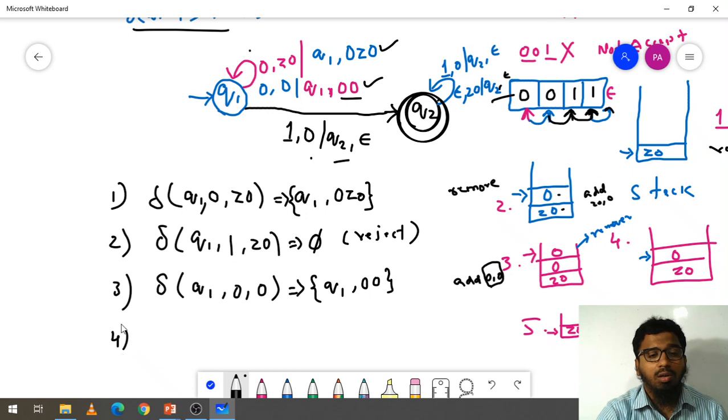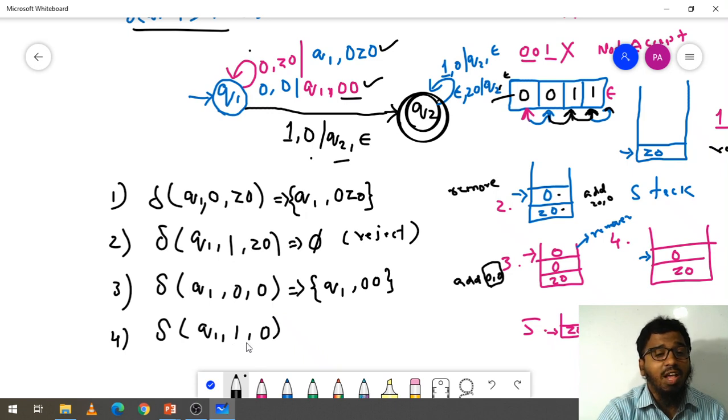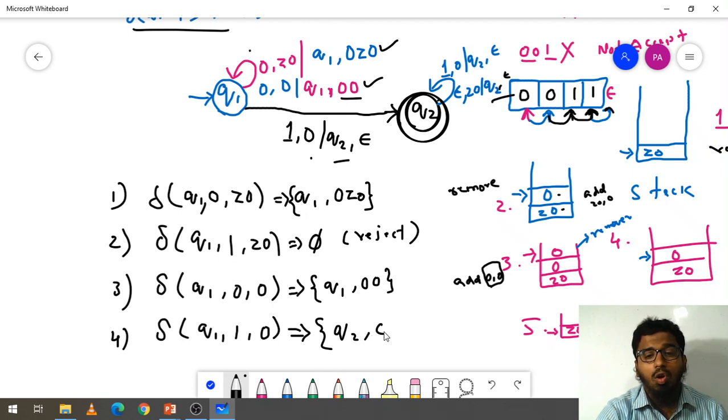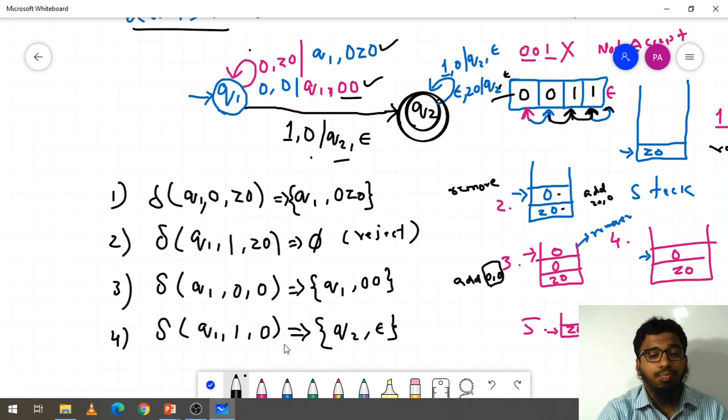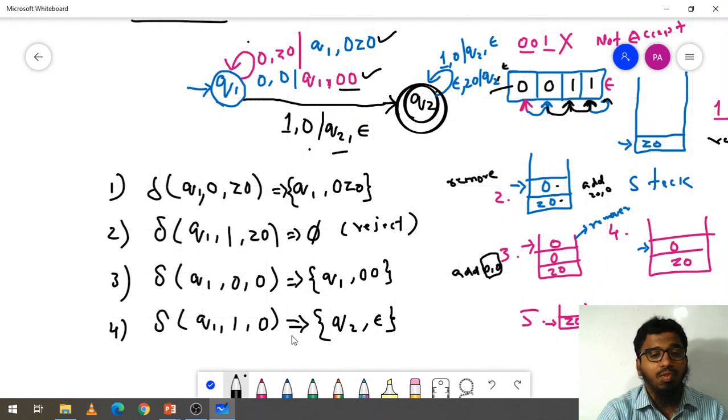Now the fourth one, delta q1 comma 1 comma 0. Whenever we have 1 comma 0, we need to pop this 0 from the stack. So that goes to q2 epsilon. When we pop 0 from there, we get epsilon.